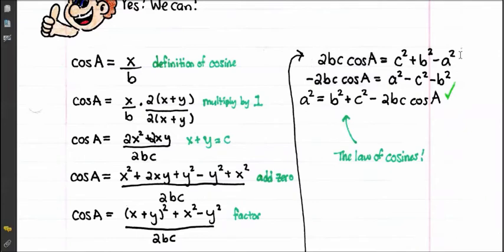I multiply both sides by negative 1 because that's going to make the formula look the way that I want. So negative 2bc times cosine A is now equal to a squared minus c squared minus b squared. And now I add c squared and b squared to the other side. And so there's the final answer. This is the law of cosines. a squared equals b squared plus c squared. Looks kind of like the Pythagorean theorem, doesn't it? Then minus 2bc times the cosine of angle A. That's the law of cosines. That's the derivation of getting the law of cosines.